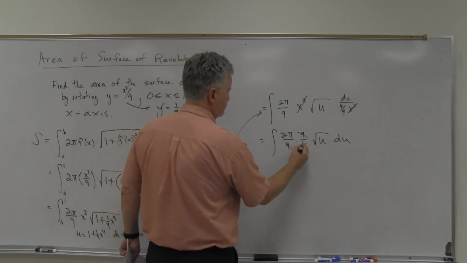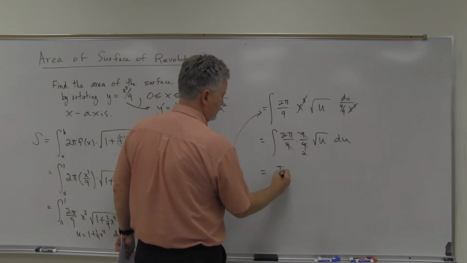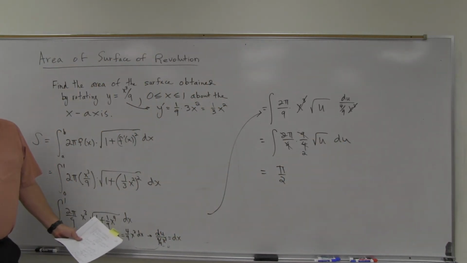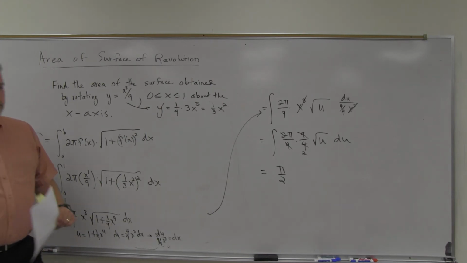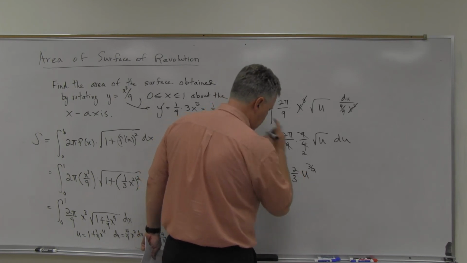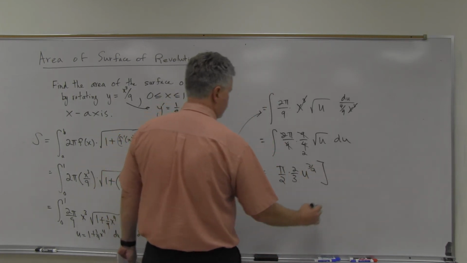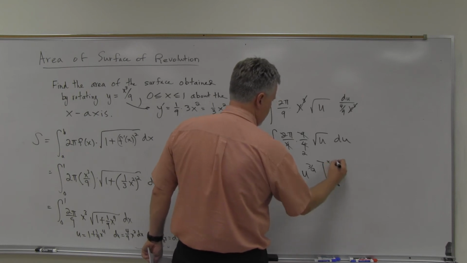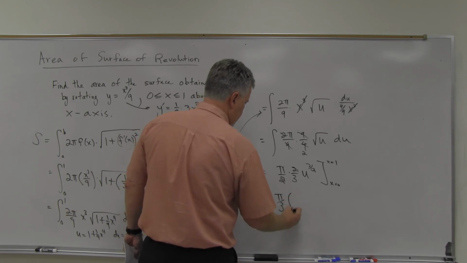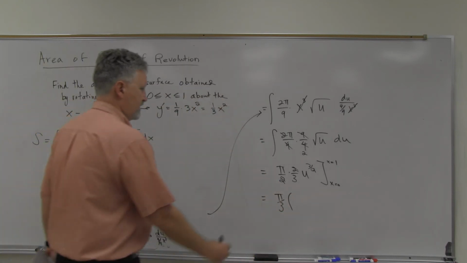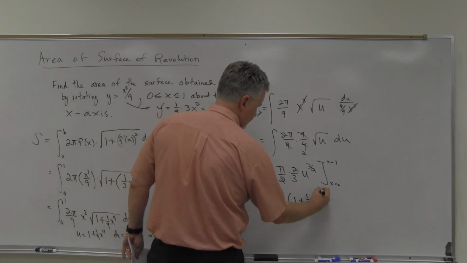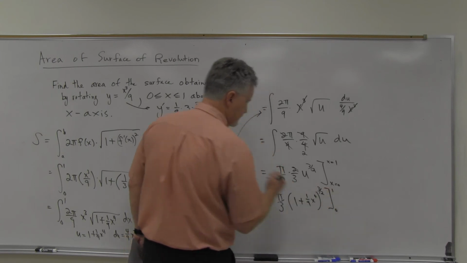I think the 9's cancel and 2 goes into 4, so we have just pi over 2 here. Then I'm just doing the square root of u antiderivative, which is u to the 1/2, so you add 1, but u to the 3/2, and then multiply by the reciprocal 2/3. We can do, once we get back to x equals 0, x equals 1. So just wind up with pi over 3, and then u is, what was u? 1 plus 1/9 x to the 4th, to the 3/2. And that's from 0 to 1.